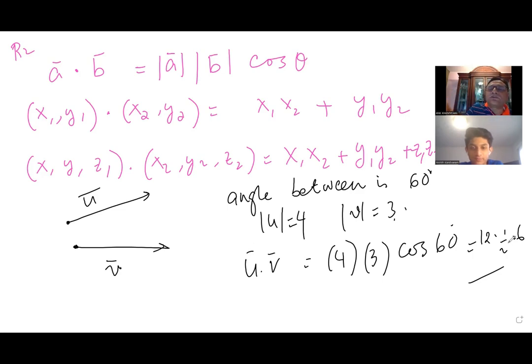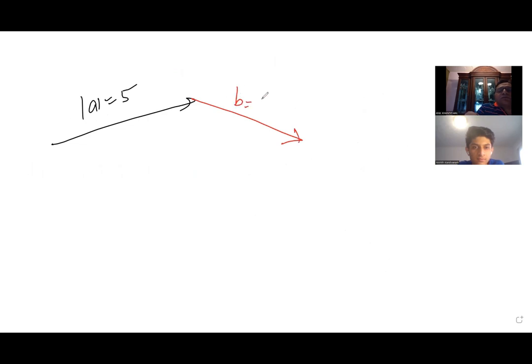Now, here's your test question. Be very careful while you're answering this question, okay? I am using this vector A, whose magnitude is 5. And I have another vector B, whose magnitude is, let us say, 4. Okay, easy numbers. And the angle here is, let's say, 100 degrees. You can now use a calculator. Tell me, what is A dot B equal to?